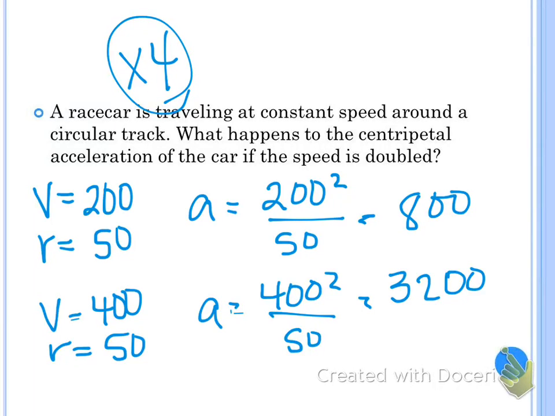So as we increase our speed, does our radius change at all? No, the radius doesn't change. So I picked two sets of numbers where we had a velocity at 200 meters per second. I got an acceleration of 800. If I doubled my speed to equal 400 meters per second, my acceleration was 3,200. So if I compare those two numbers, 3,200 is 4 times as large as 800.